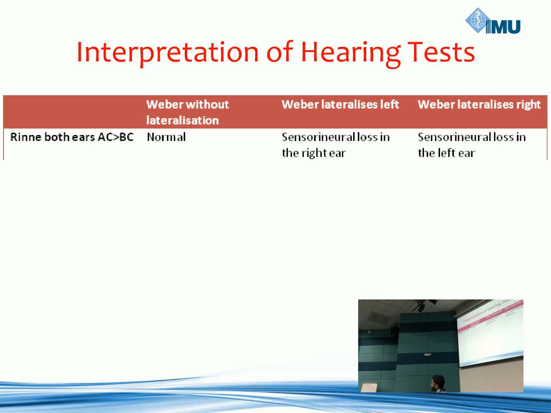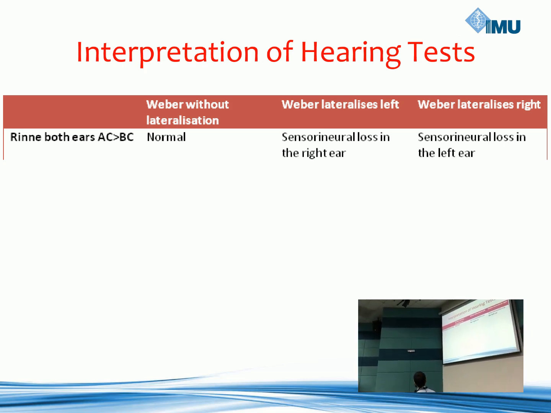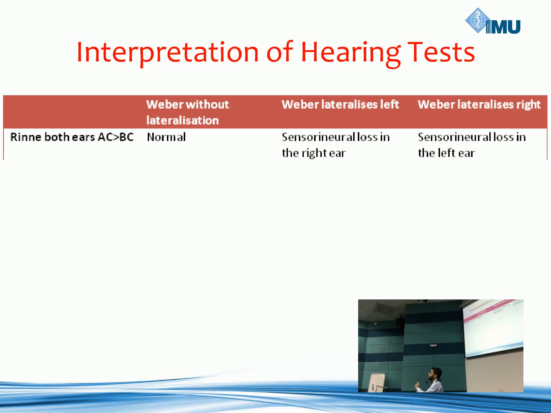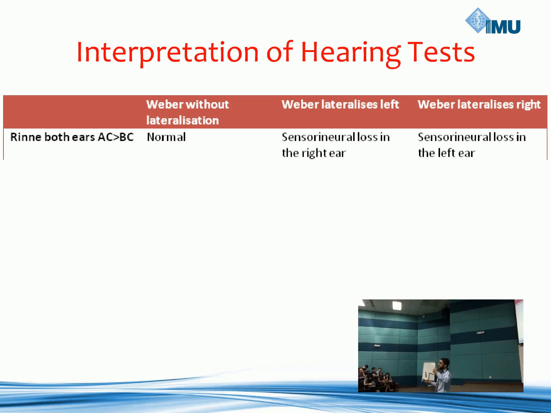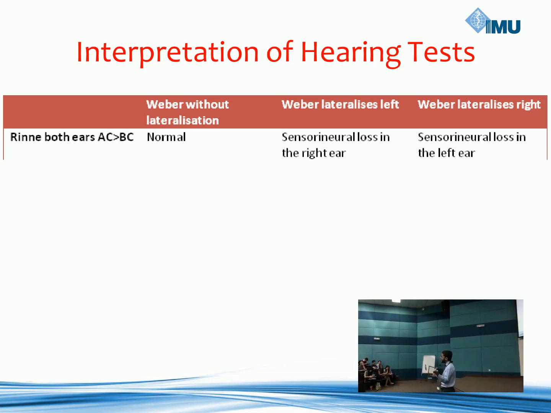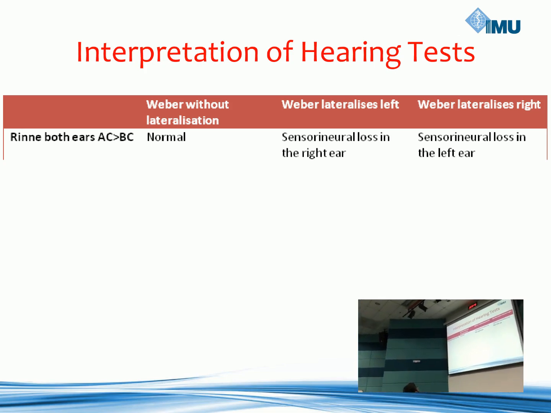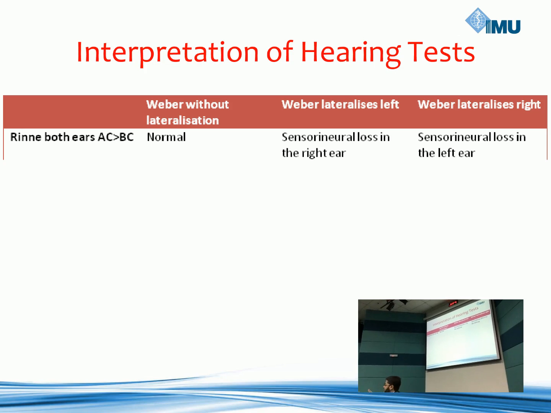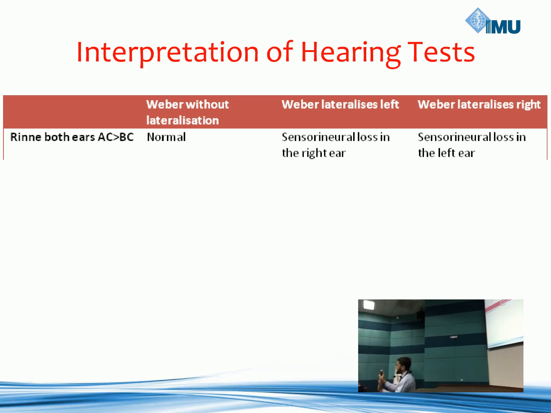But if the Rinne is normal, Rinne is okay, but the patient tells you that the Weber lateralizes to the left, it could be sensory neural loss on the other side, because he's unable to hear there very well. This is just a sensory neural loss, okay? If it lateralizes to the opposite side, sensory neural loss.